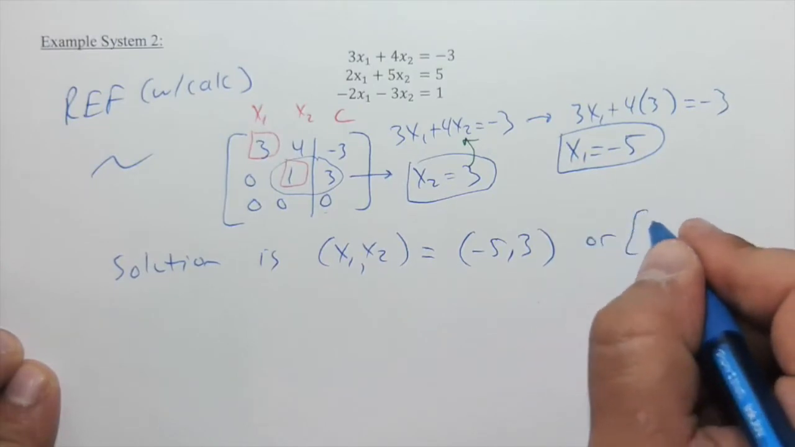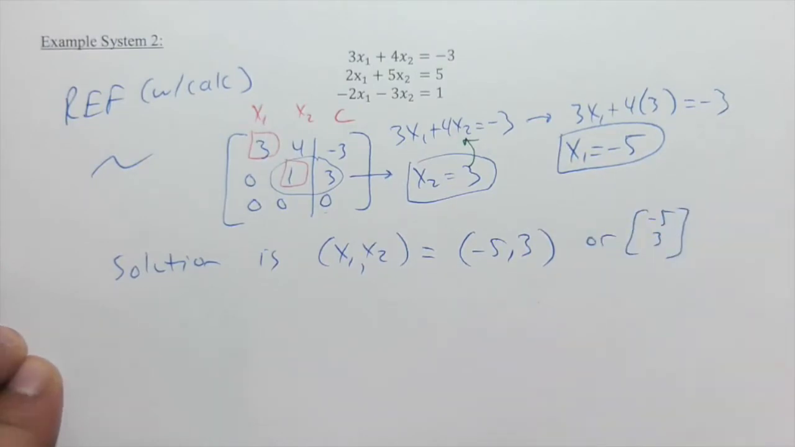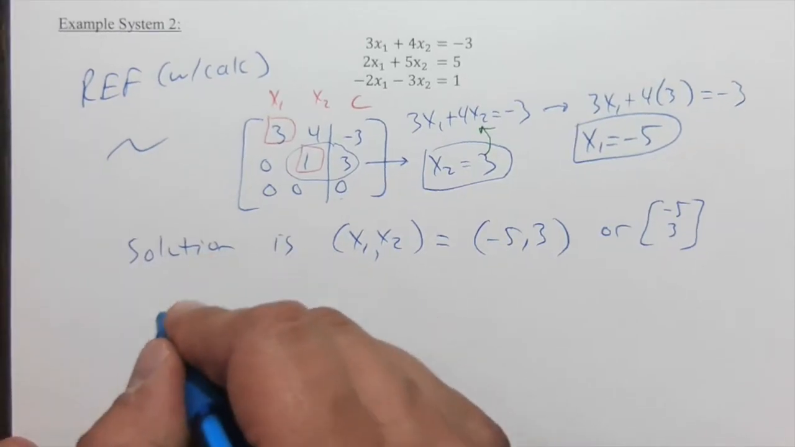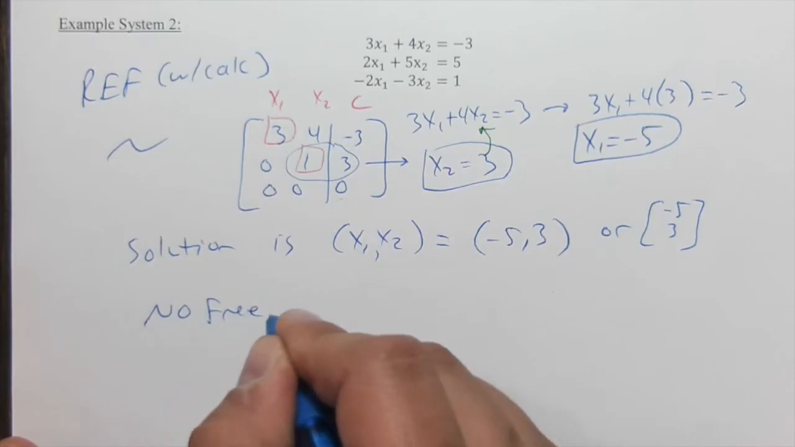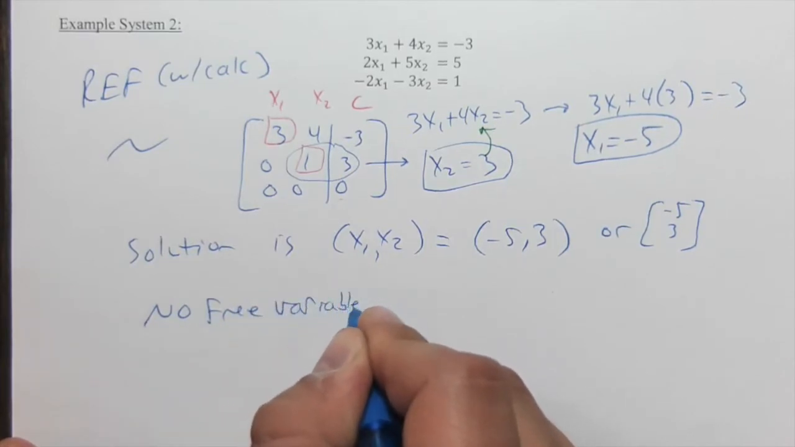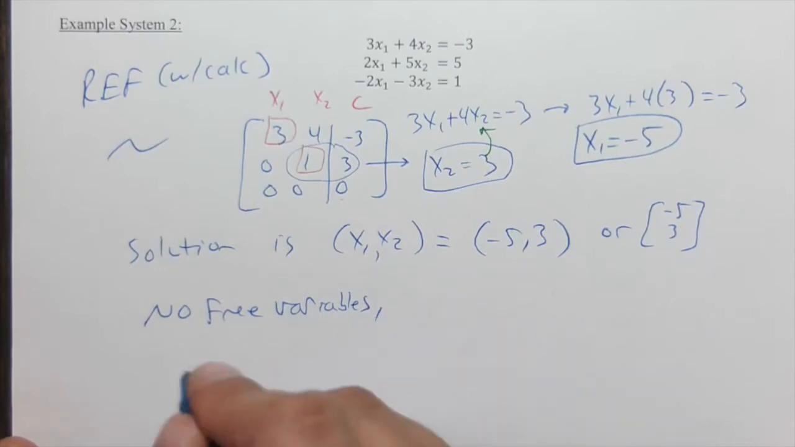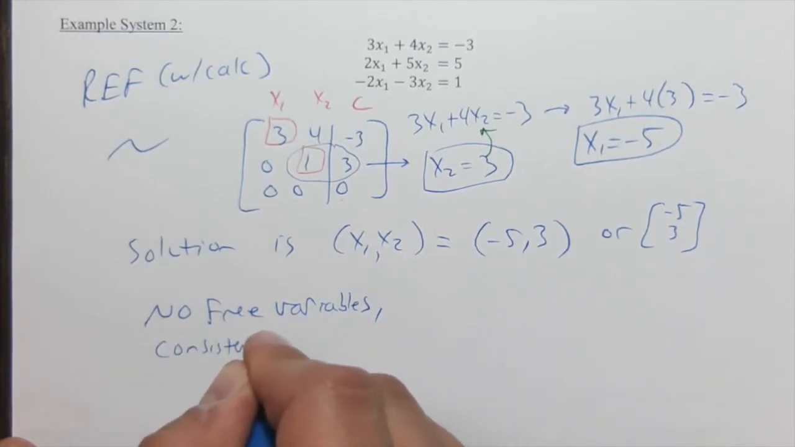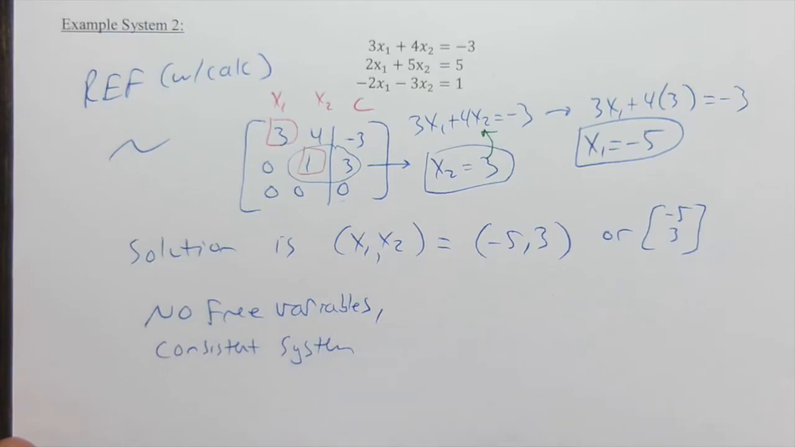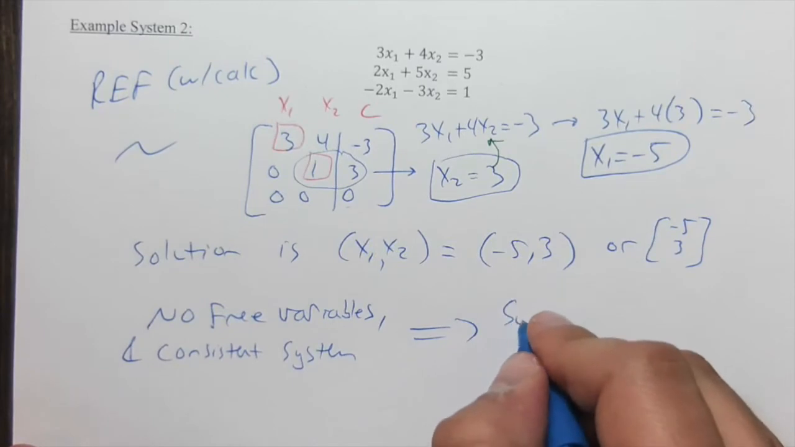Or sometimes we could write it as a vector like this. We'll learn more about that as the course goes on. But the key thing that we're trying to point out in this particular example is we had no free variables, and that led to a unique solution. So free variables means infinitely many. If we have no free variables, that means we get unique. We had no free variables and a consistent system. That implies that the solution is going to be unique.